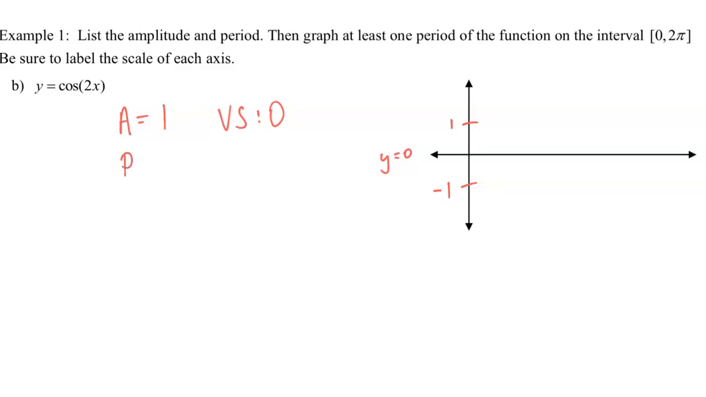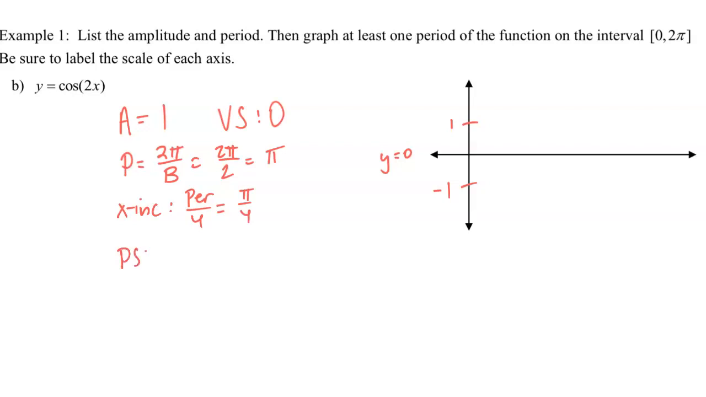Okay, next is the period. Remember that the period is 2 pi divided by b, where b is the coefficient in front of x. And so this time, I see that the coefficient in front of x is a 2, and 2 pi divided by 2 is going to simplify to pi. Now, the only reason that's helpful, again, is to find the x increment. And so for the x increment, we're going to take the period, we're going to divide it by 4, and so that's just going to be pi divided by 4.